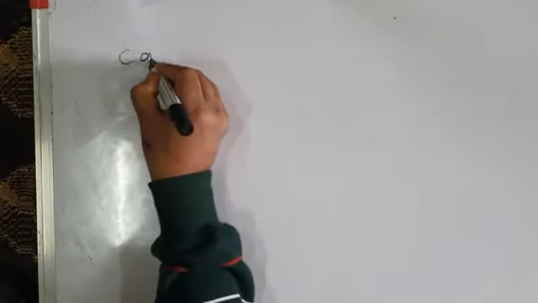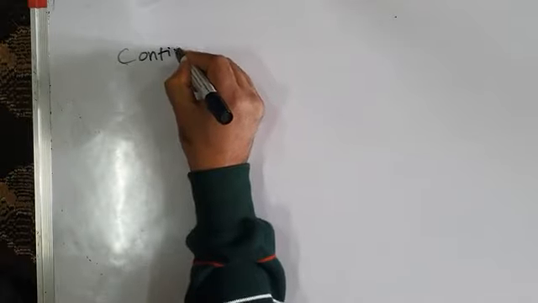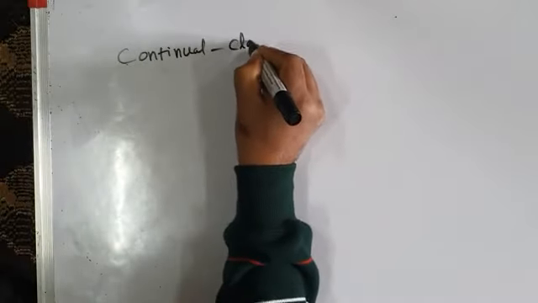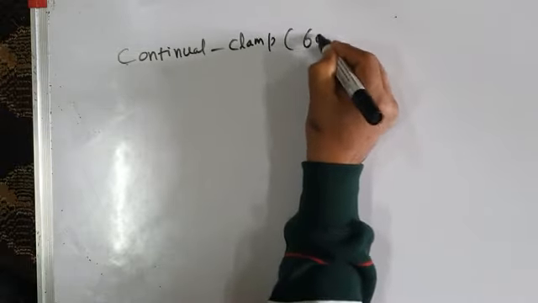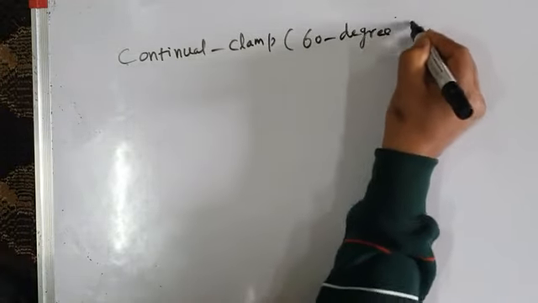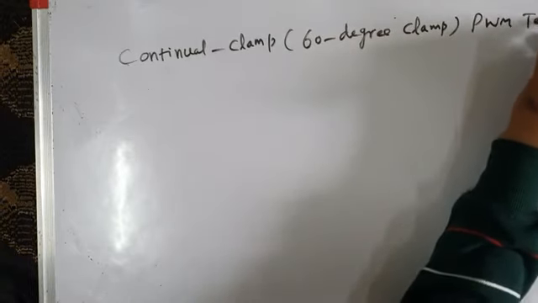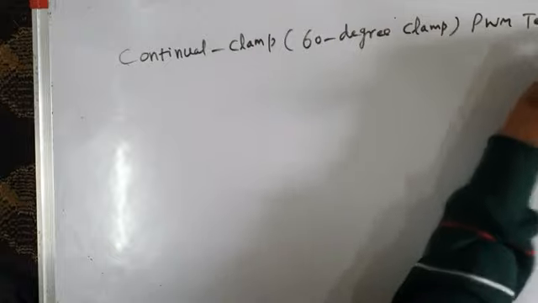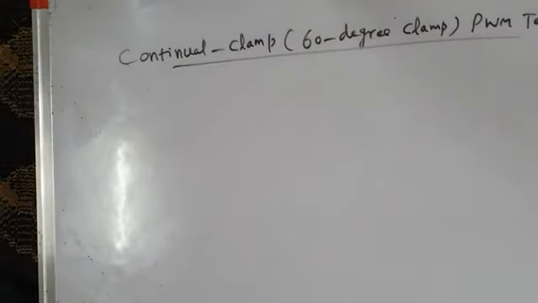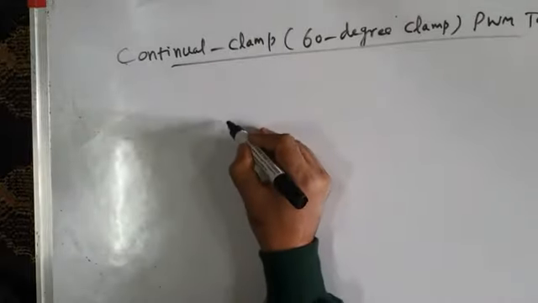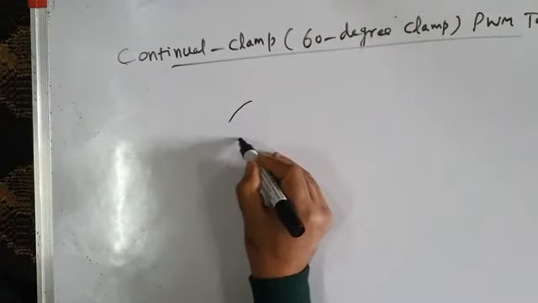So that is about continuous and discontinuous PWM techniques. Among these discontinuous PWM techniques, one of the techniques that we discussed a couple of lectures back was the continual clamp, the 60-degree clamp PWM technique. This was discussed by us in detail, and I tried to explain it with the help of waveforms also. So one of the waveforms was something like this.